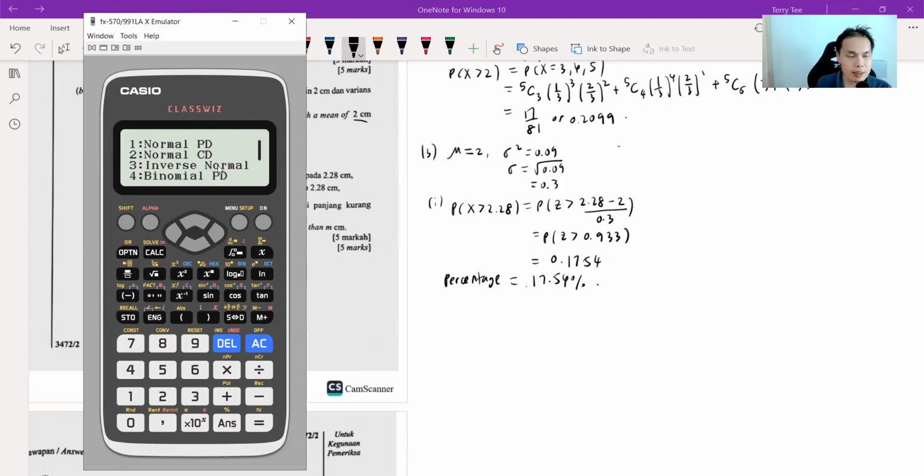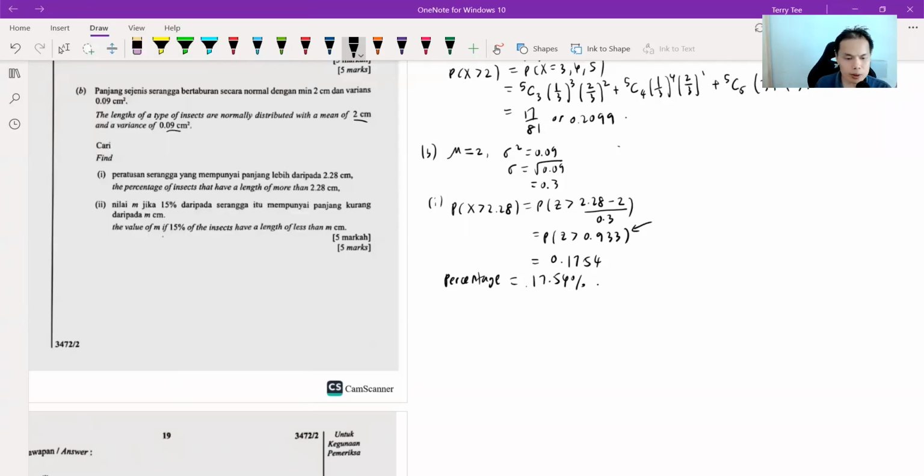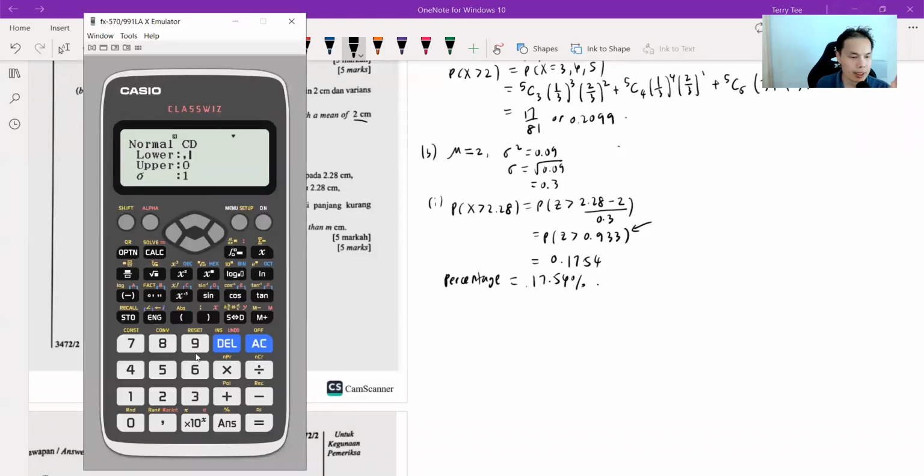For those who are using this other calculator, same thing, you press mode, press 7. But in this case, you need to choose number 2 for normal CD. If you are reading from here, my lower tail would be 0.933. My upper tail will be infinity. It goes all the way to infinity. You just put 999, doesn't matter. Standard deviation is 1. My mean is 0, sorry. Then you press equals, there you go, 0.1754.